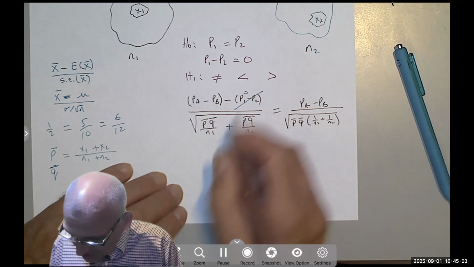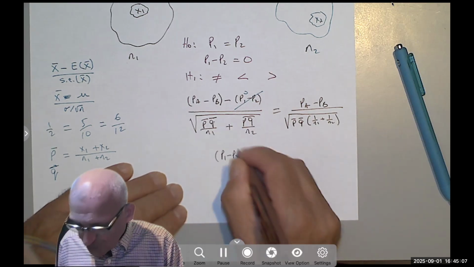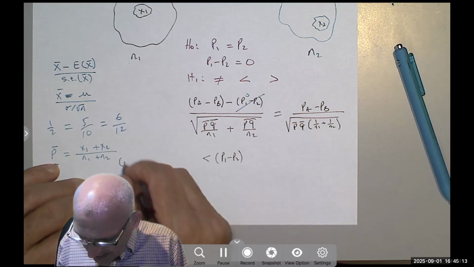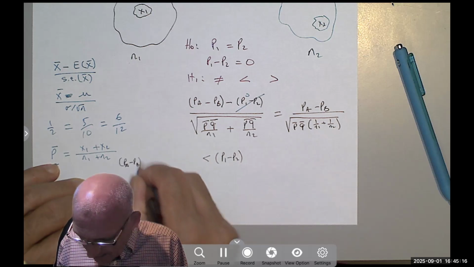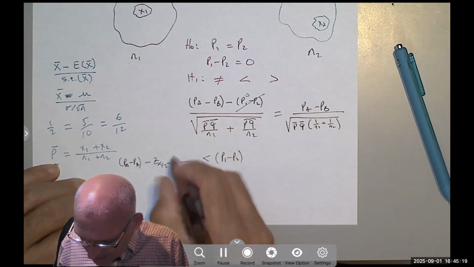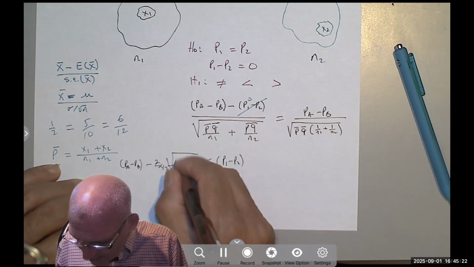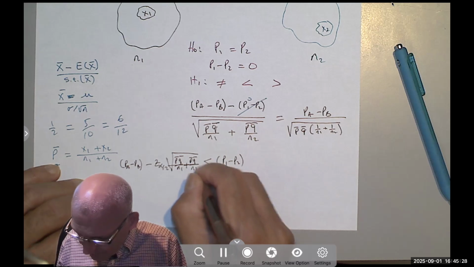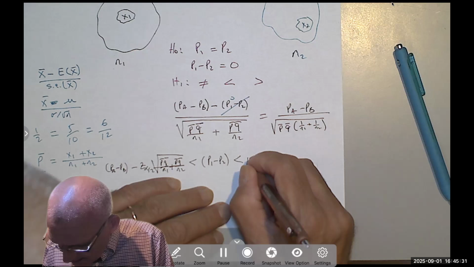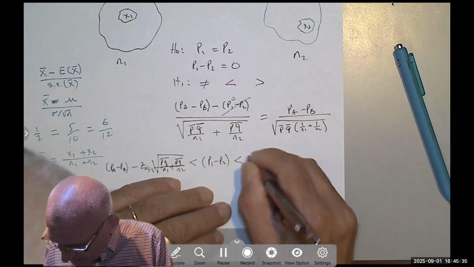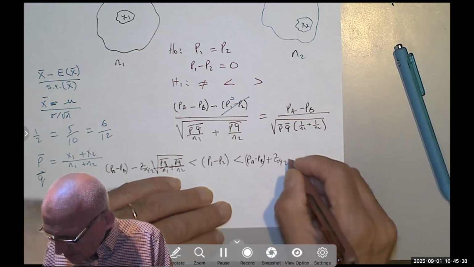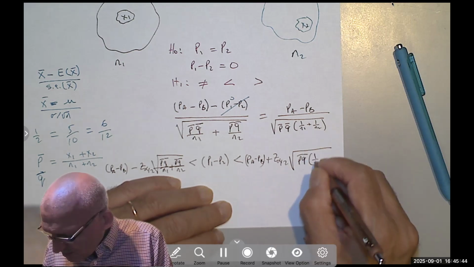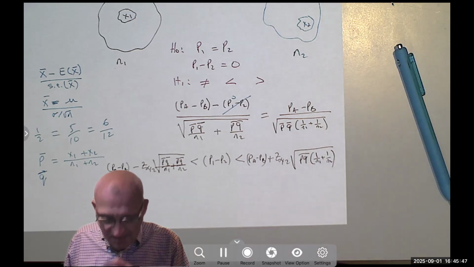And of course, if you want to construct a confidence interval for P1 minus P2, and it's a two-sided, then you say it's greater than PA minus PB minus Z alpha over 2 times the square root of P bar Q bar over N1 plus P bar Q bar over N2, less than PA minus PB plus Z alpha over 2 times the square root of P bar Q bar times 1 over N1 plus 1 over N2, which is easier. It's the same thing as we said.